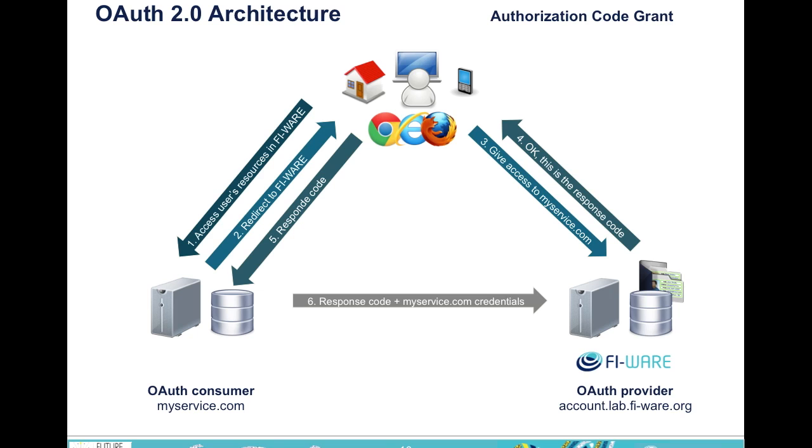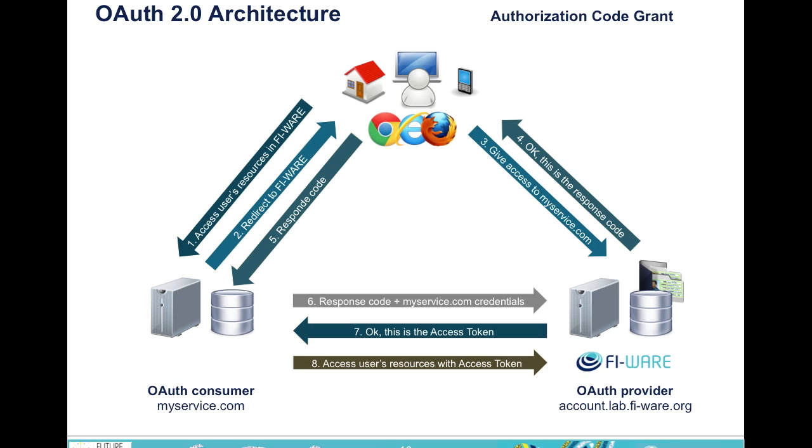It will use this response code with the credentials obtained when the consumer registers in the provider, and if these credentials are right, then the OAuth provider will generate the access token and send it to the OAuth consumer. From this point, the consumer will be able to access users' resources in the resource server using the access token.